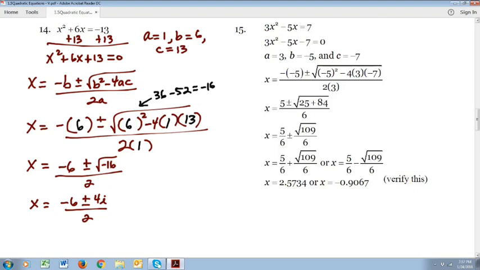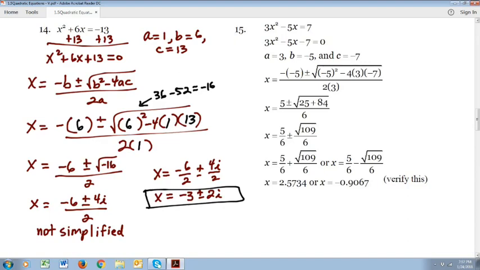So we actually are not done here. If you notice, I talked about how you can't just cancel like the negative 6 with the 2 here, because the negative 6 is a term. We can't cancel a term. Notice we have two terms here separated by a plus and a minus sign. So we can't cancel terms or part of a term, but what we can do is break this into two fractions. So this isn't simplified. We could write it as negative 6 over 2 plus or minus 4i over 2, which is negative 3 plus or minus 2i.